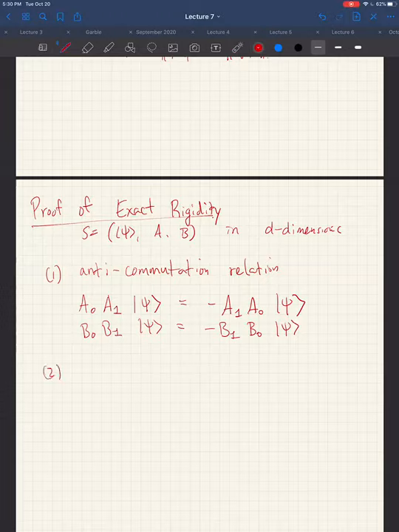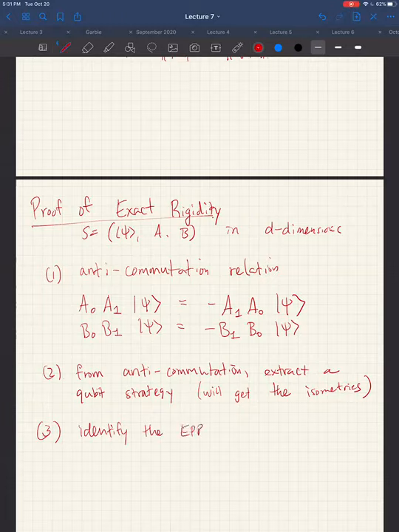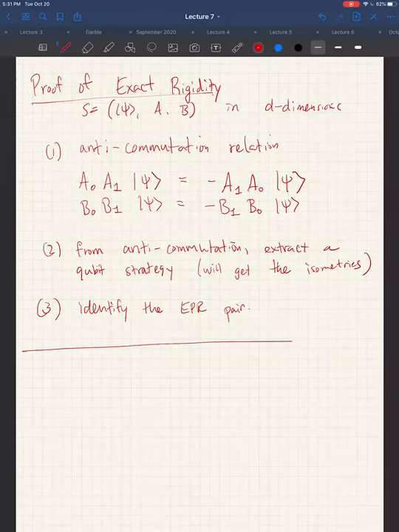So let's say you establish that. Then this is already enough to help you identify a qubit within their strategy. So we'll get these isometries V and W. And then the very last step is just to identify the EPR pair. Okay, so let's carry out these steps. Let's show that anti-commutation must hold.